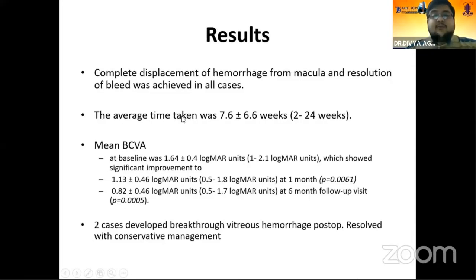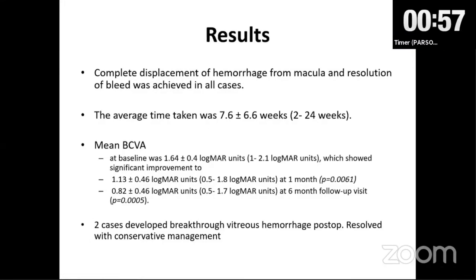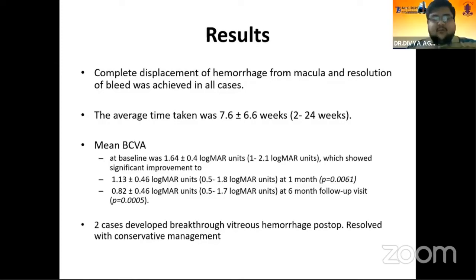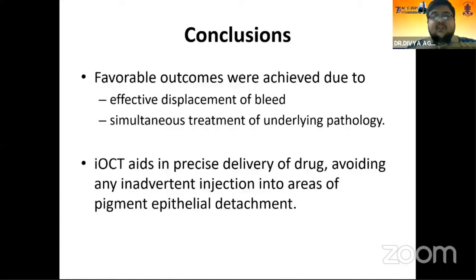Also, the average time of resolution of bleed is around 7.6 weeks, which is pretty quick. In our case series, two cases developed breakthrough vitreous hemorrhage because of a large amount of pre-existing subretinal bleed, but they also recovered with propped up position and conservative management.